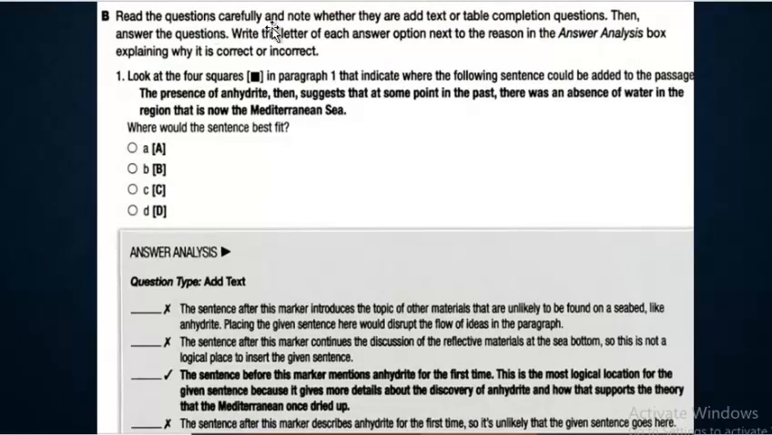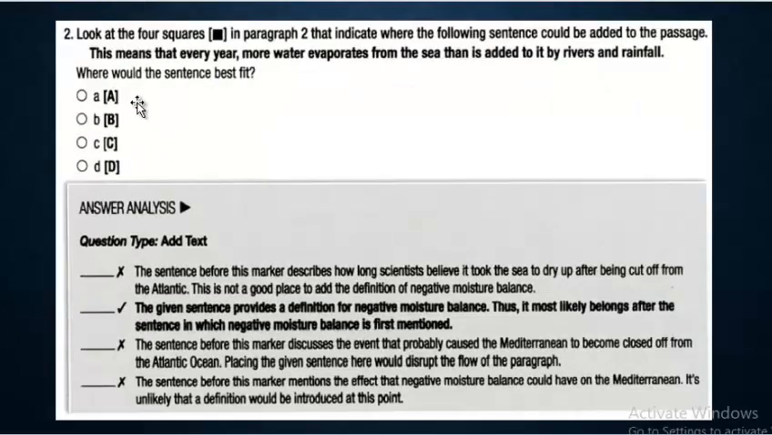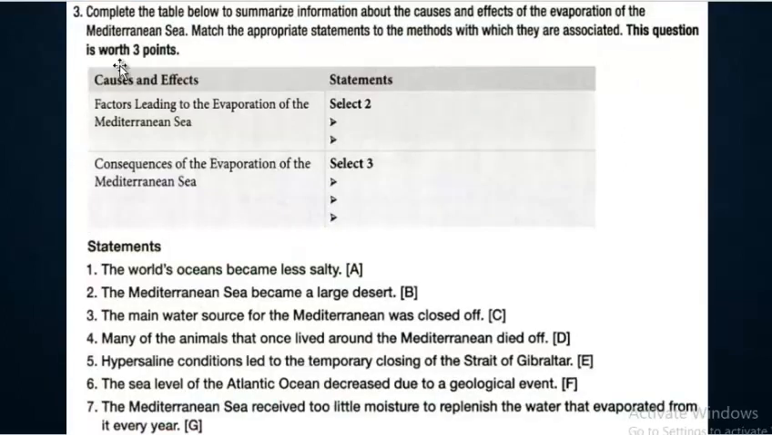Activity B. Read the questions carefully and note whether they're of the previous strategy or the current strategy that we are elaborating, table completion questions. Then answer the questions. Write the letter of each answer option next to the reason in the answer analysis box, explaining why it's correct, why it's incorrect. Here we have got question number 1, question number 2, question number 3. One of the bold indicators for the table completion question is the statement.